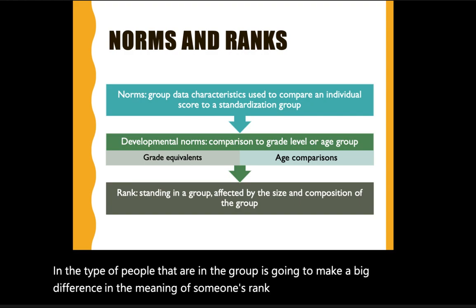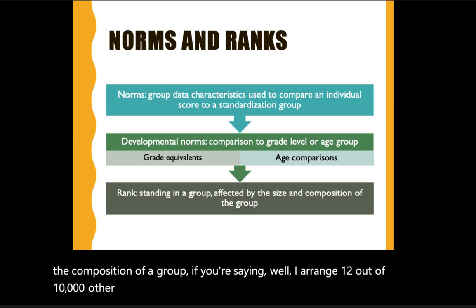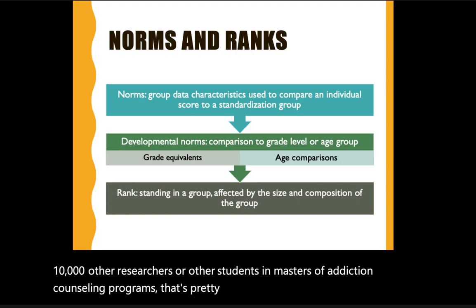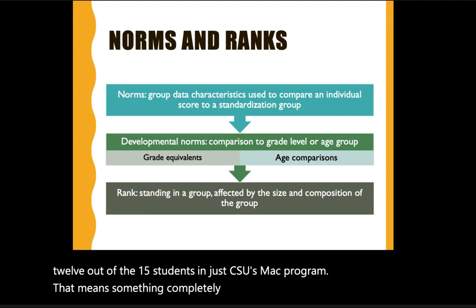So when we're talking about the composition of a group, if you're saying, well, I ranked 12th out of 10,000 other researchers or other students in Masters of Addiction Counseling programs, that's pretty important. But if you say, I ranked 12th out of the 15 students in just CSU's MAC program, that means something completely different.